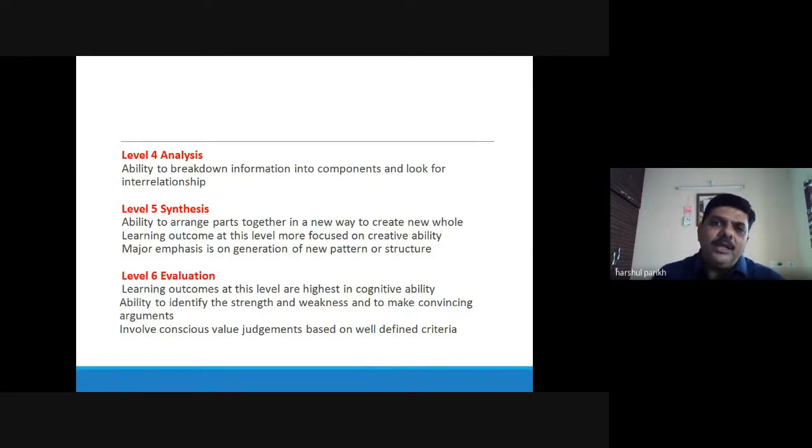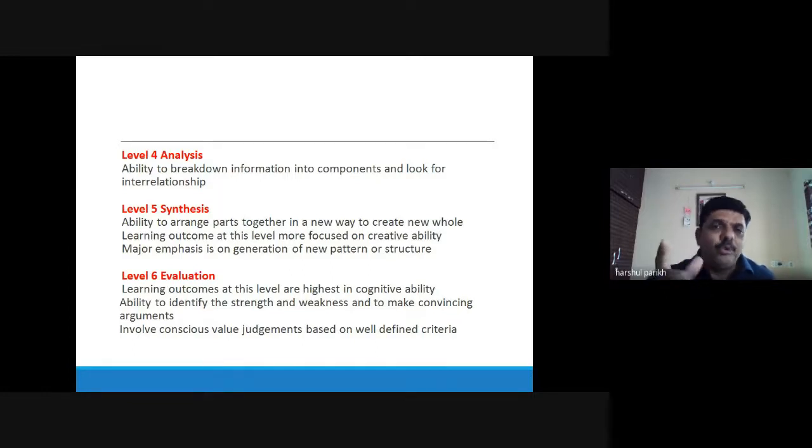It helps to identify strengths and weaknesses. Students give arguments to us. Students ask questions. It involves conscious value judgment based on defined criteria. So why am I telling you these levels? Because as a teacher, we should judge our teaching process: at which level the students have reached, whether at level 3, 4, 5, 6, like that.